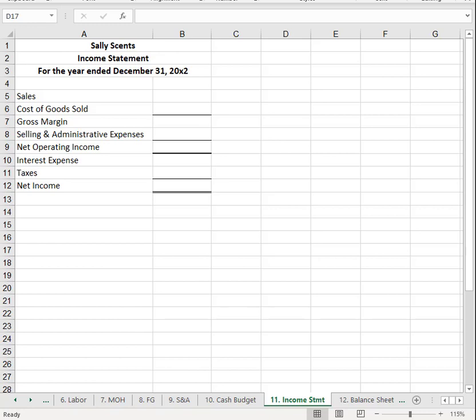Typically in the second class, in the managerial class, as opposed to the financial class, we usually stop at net operating income because we're working on managerial type decisions. But the income statement, a formal one, goes all the way down to net income. In this particular project, the only non-operating items we have are interest expense and taxes, which is why they're here.